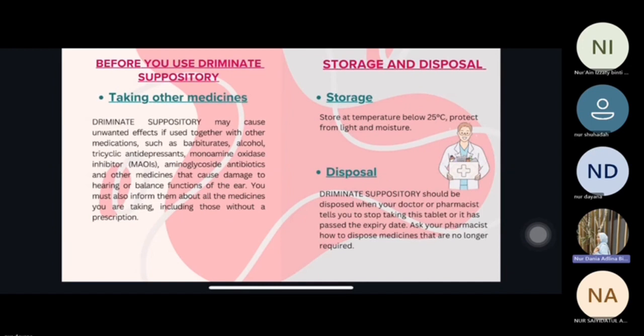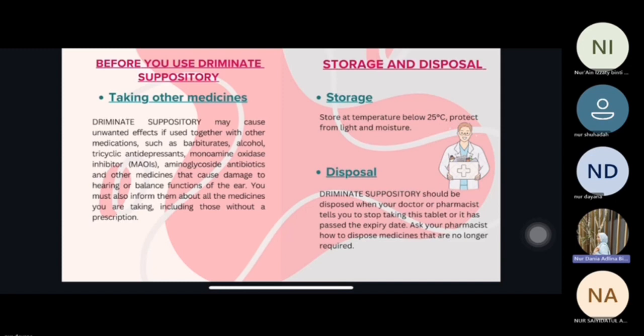Before you use Dreminate suppository, taking other medicine. Dreminate suppository may cause unwanted effects if used together with other medication, such as barbiturates, alcohol, tricyclic antidepressants, monoamine oxidase inhibitors, aminoglycoside antibiotics, and other medicine that cause damage to hearing or balance function of the ear. You must also inform them about all the medicine you are taking, including those without a prescription.